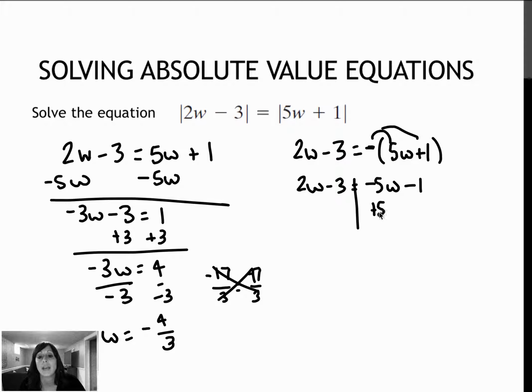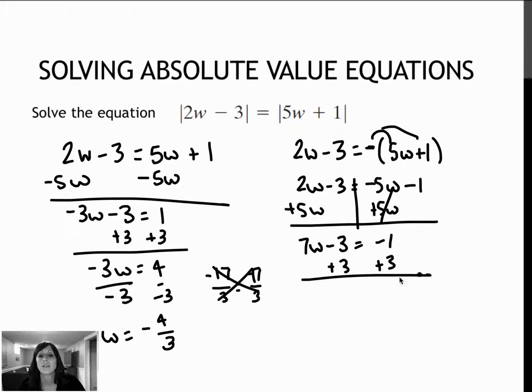Again, I'm going to add 5w to each side. Last time I subtracted the 5w. That gives me 7w minus 3 equals negative 1. I'm going to add 3 to each side, which gives me 7w equals 2. And divide by 7, I get w equals 2/7. Again, I can plug it back in and check to make sure that it works, and it will work out.